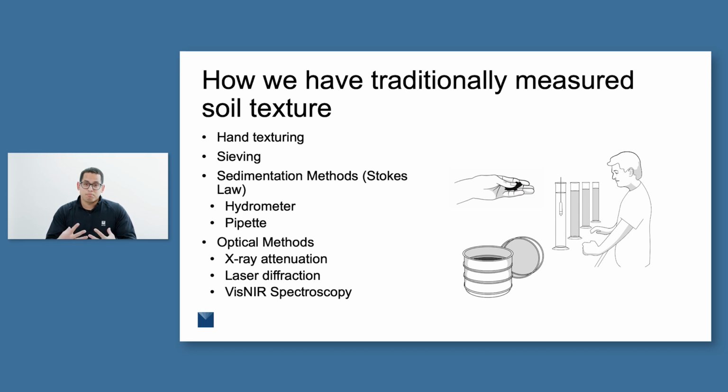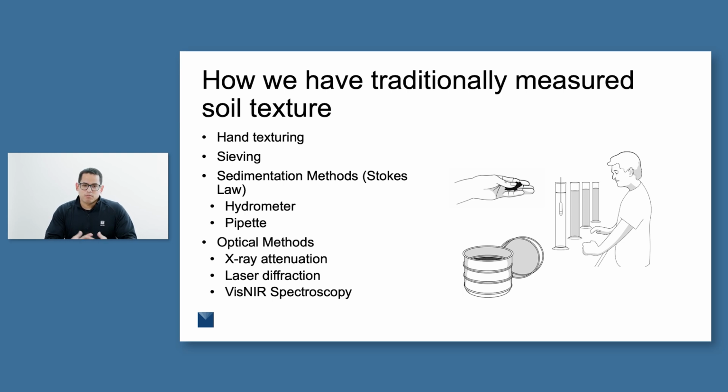The first most basic tool for doing this measurement is hand texturing. And if anybody's ever done this before, you know that you're taking a small wet clod of soil and feathering it out, and you're trying to estimate how much sand, silt, and clay is in that soil by hand. As you can imagine, this is a very crude method. It's not very accurate, but it's a tool that we use in the field when trying to quickly assess what the soil is that we're working with.